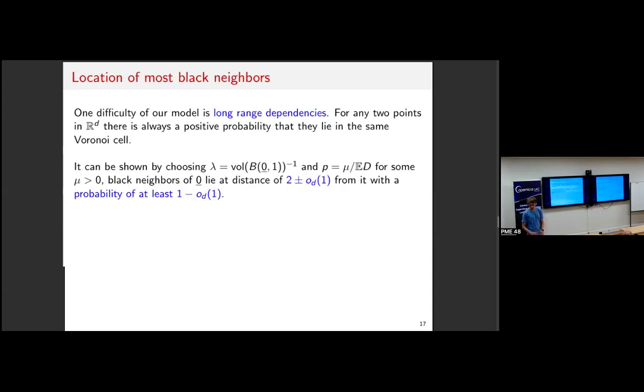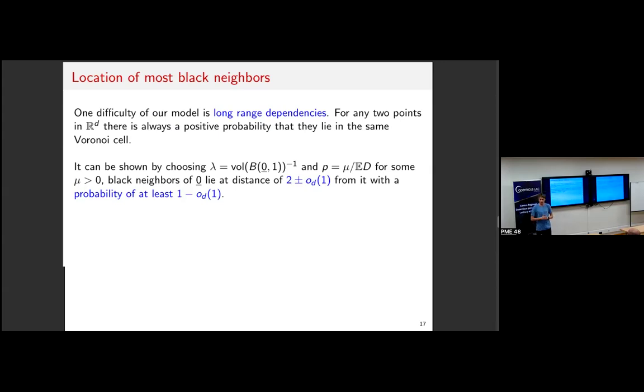Right, so now I want to say a bit more about what we use in our proofs, and give some intuition. One big problem, especially for the Poisson-Voronoi model, is that it has very long-range dependencies. It doesn't matter how far away two points lie in Euclidean space, there's always a positive probability that they lie in the same Voronoi cell. Of course, it will probably be small if they are very far away, but it's always there. So you always have very long dependencies, which makes a lot of arguments quite hard.